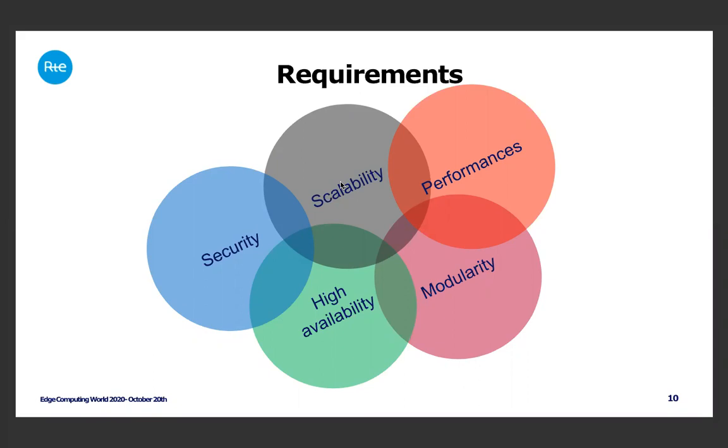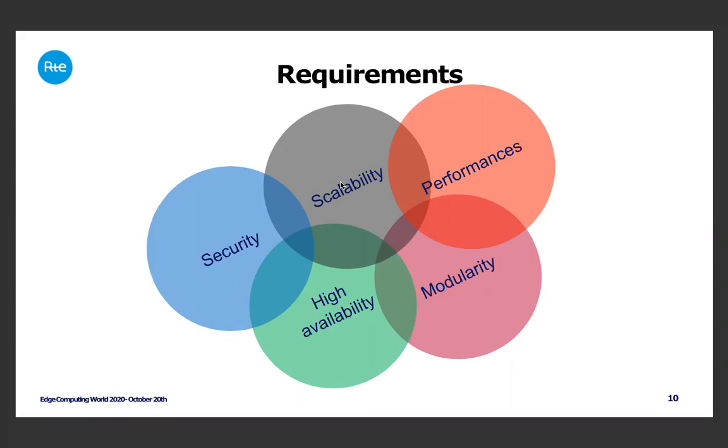Then we also need an architecture that is scalable, because we would like to be able to implement the protocol gateway at various levels, and scalability would offer us the ability to handle a big amount of data while keeping high availability.